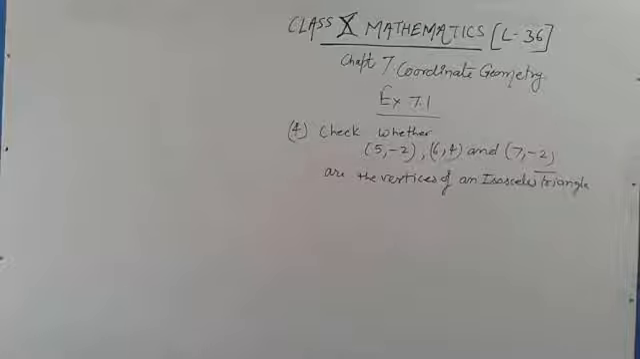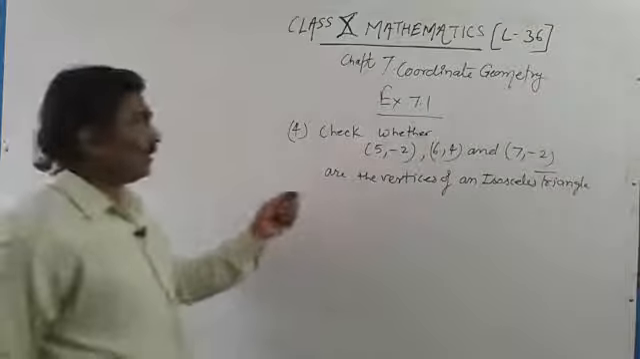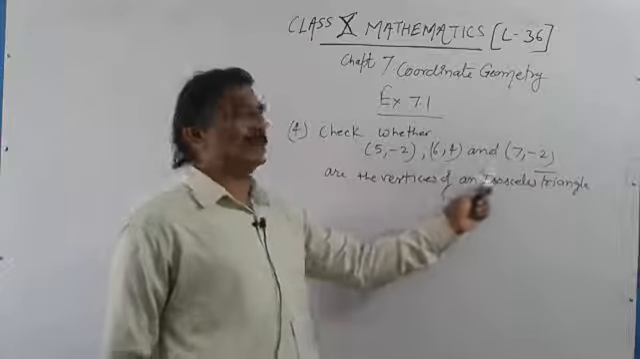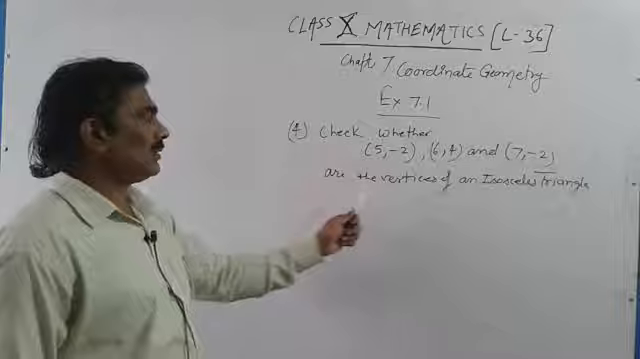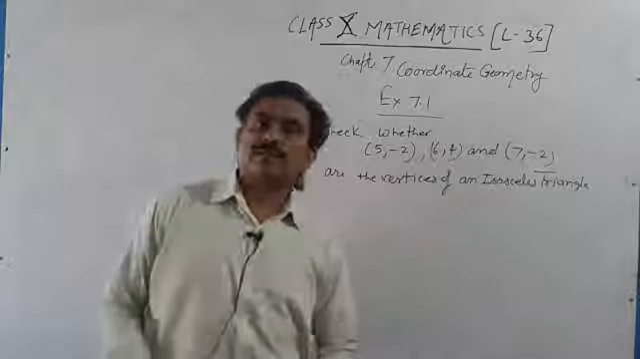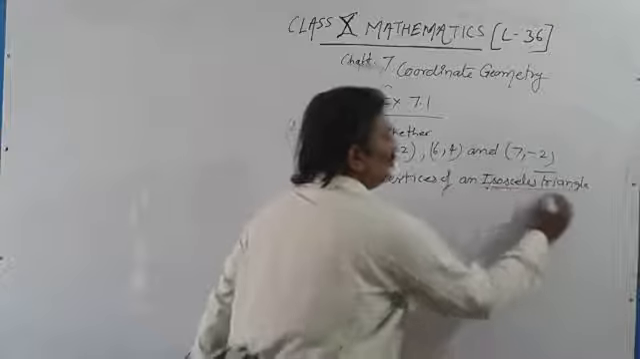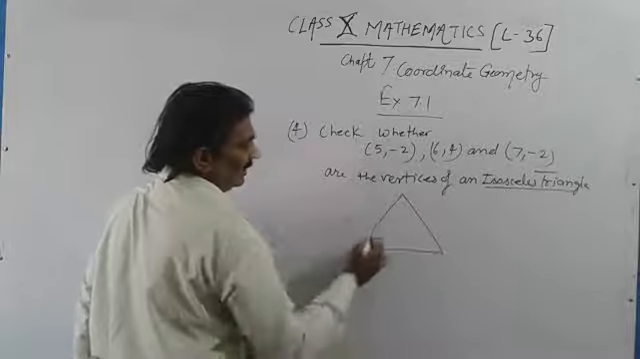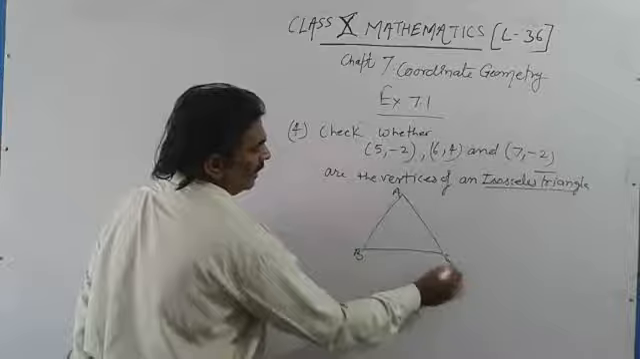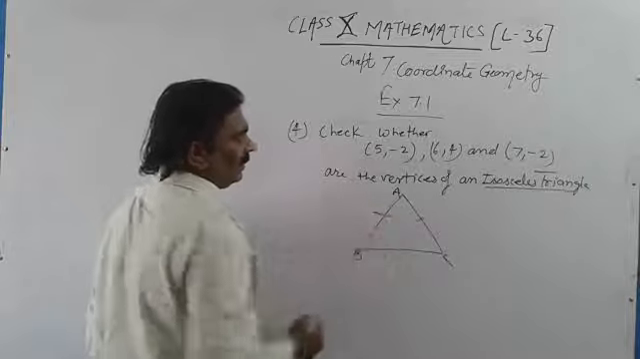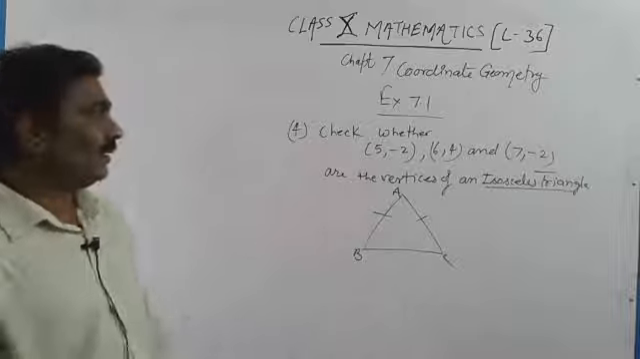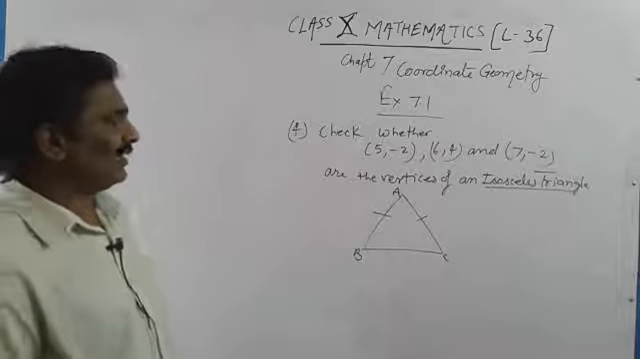So now, students, here we have question number 4. In this question, the task is to check whether (5, -2), (6, 4) and (7, -2) are the vertices of an isosceles triangle. So students, you know what we mean by an isosceles triangle? If we have triangle ABC and AB and AC are equal, meaning any two sides are equal, then we can say the triangle is isosceles.